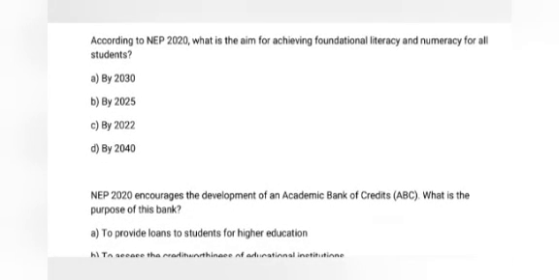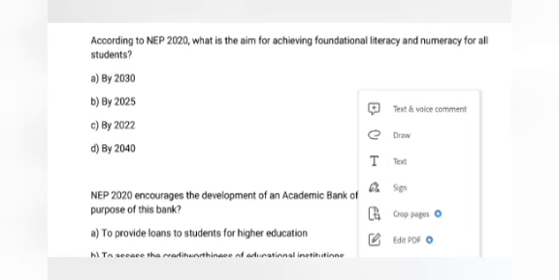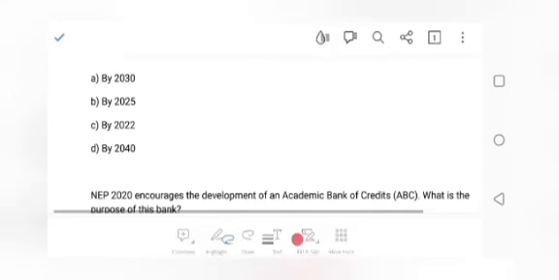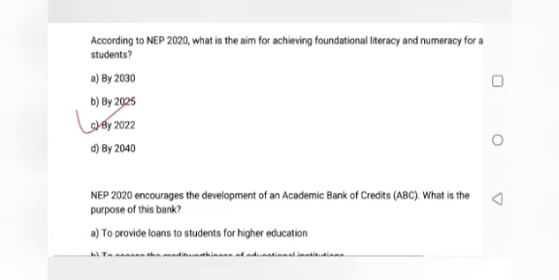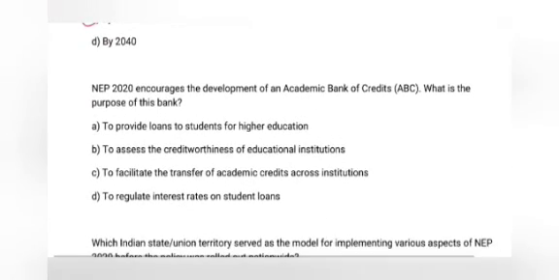Hub and spoke. Next, according to NEP 2020, what is the aim for achieving foundational literacy and numeracy for all students? So these are the years. Correct answer will be number C, 2022. By 2022. Whether it is correct or not, please try to verify from your own end.